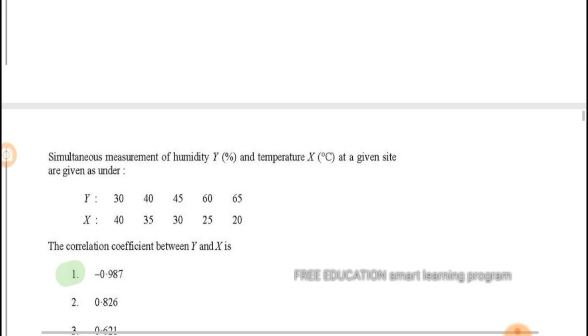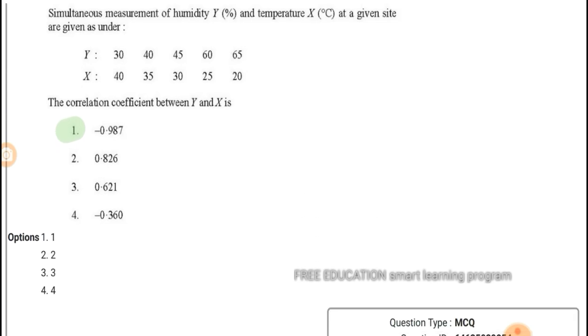Next, simultaneous measurement of humidity Y and temperature X at a given site are given as under. So Y is 30, 40, 45, 60, 65, and X is 40, 35, 30, 25, 20. So we have to find out the correlation between these two variables. One is temperature and another one is humidity.